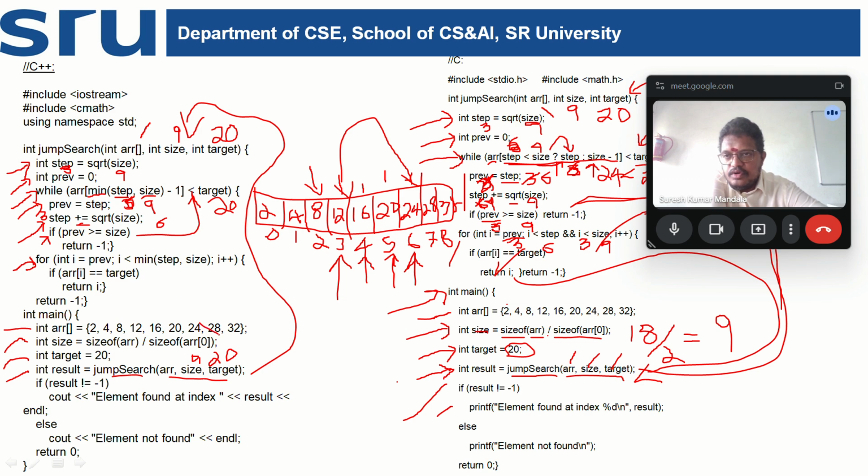When the target is found, it will be returned from the same statement. It will execute, and the result will be stored with the index number 5. The next if condition checks whether 5 is not equal to -1, and the element is found at that index number. This is the process in C and C++.